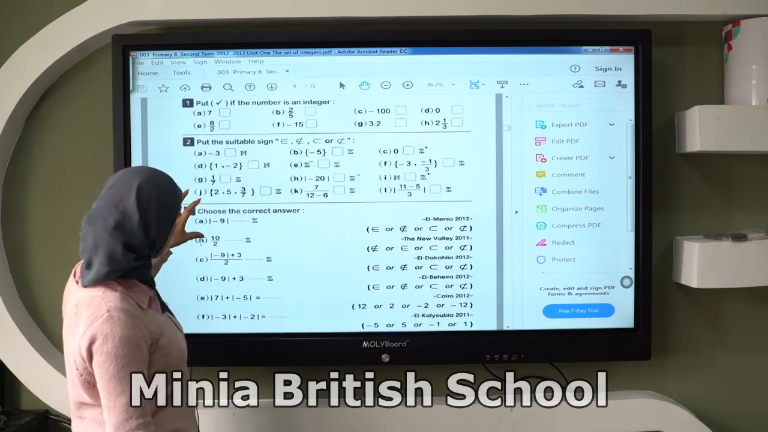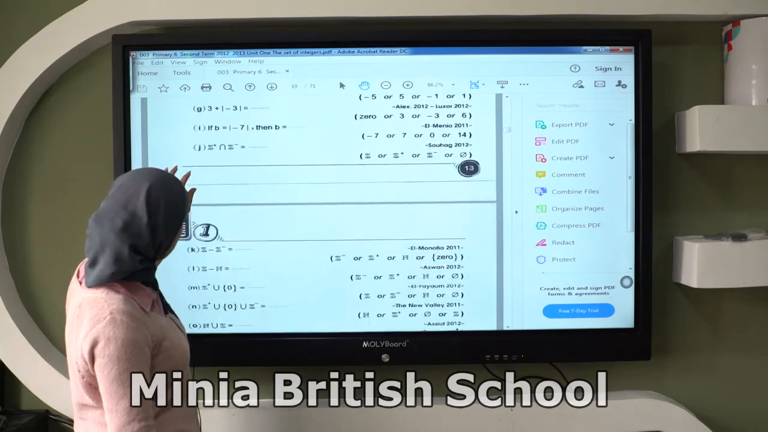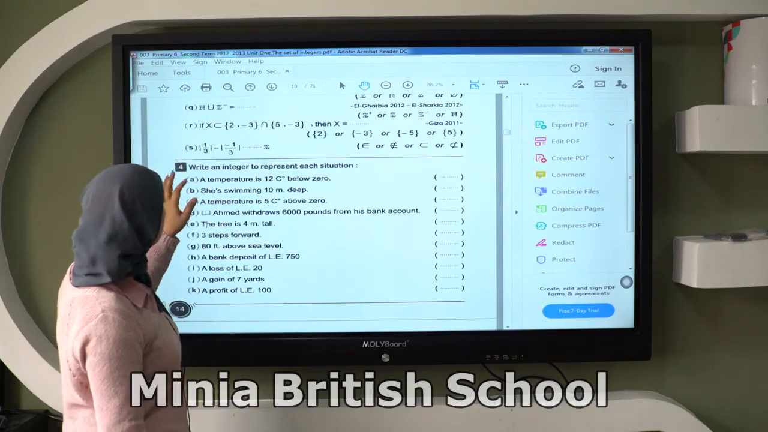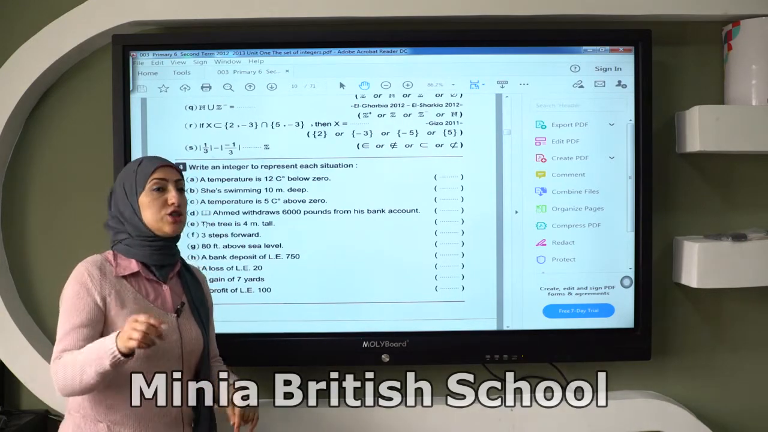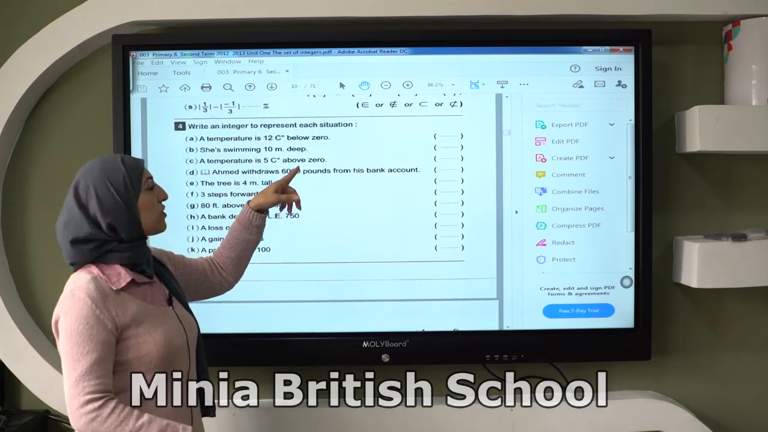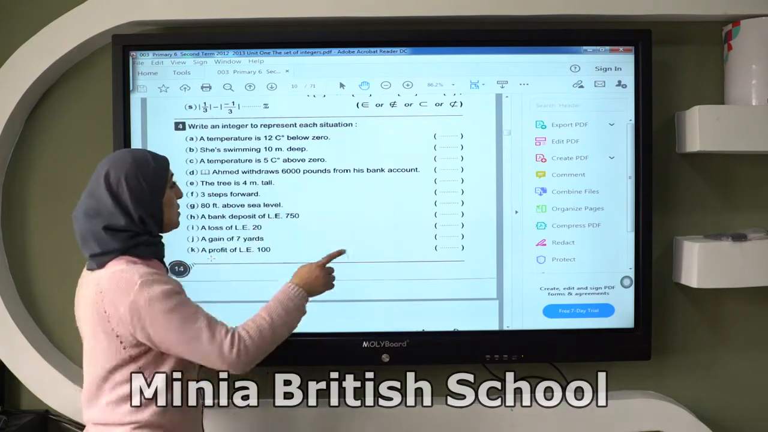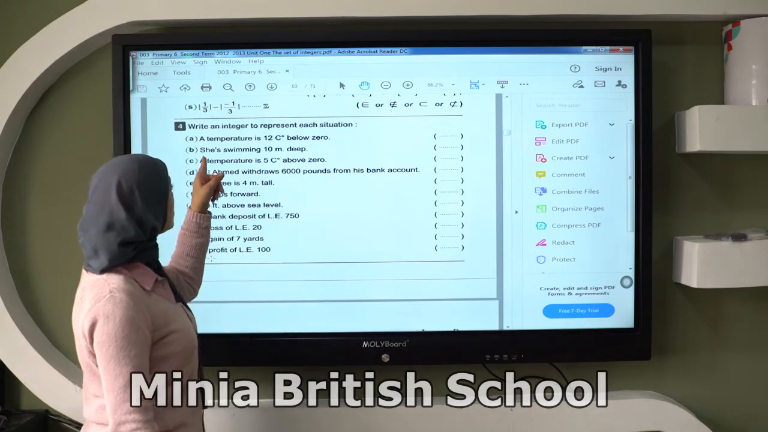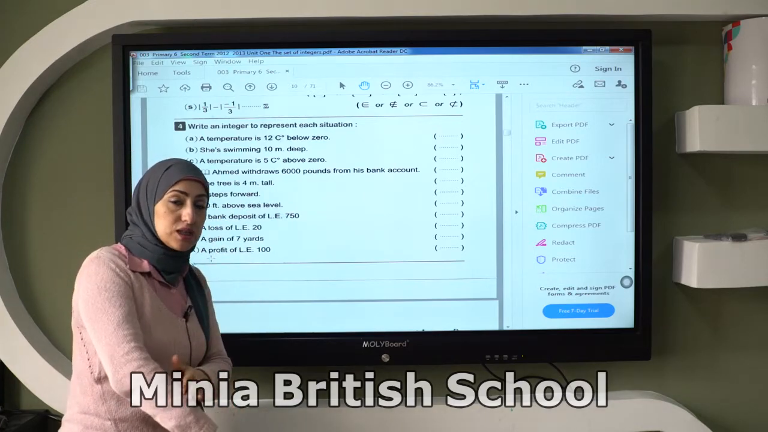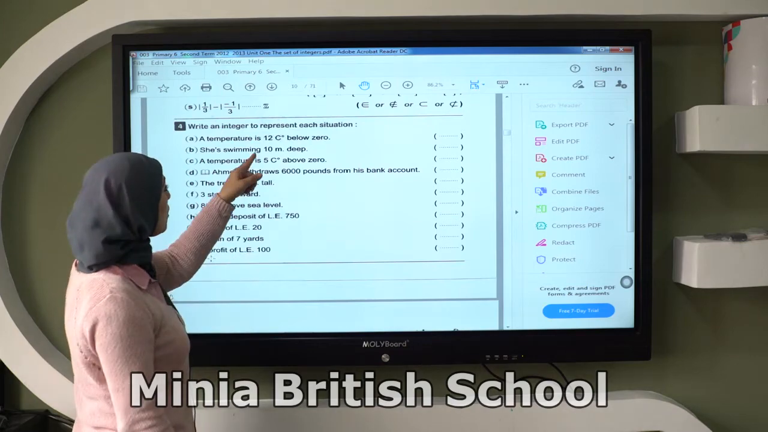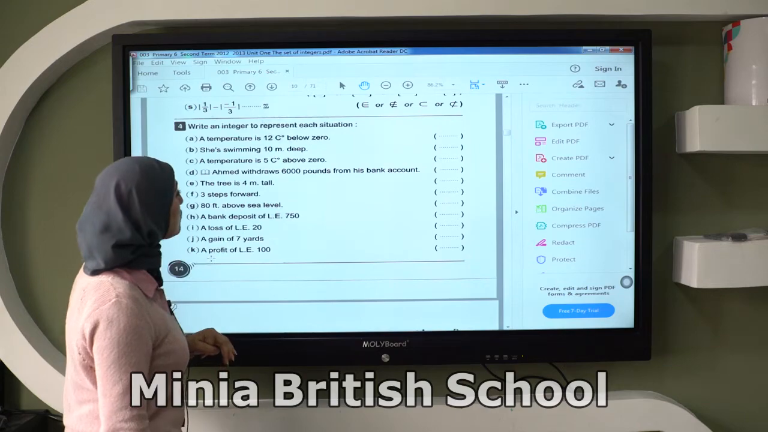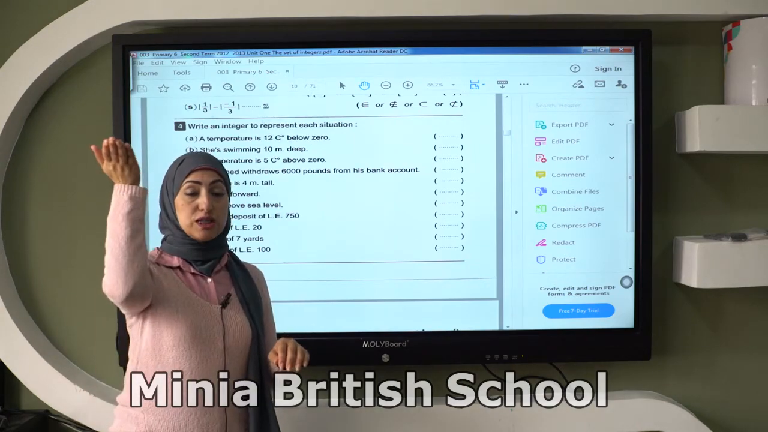Let's say here, I want an exercise. Here, write an integer to represent each situation, okay? Temperature is 12 degrees centigrade below 0, it means -12. She is swimming 10 meters deep. Deep means what? Under sea level, so it will be -10. A temperature is 5 degrees centigrade above 0, it means 5.